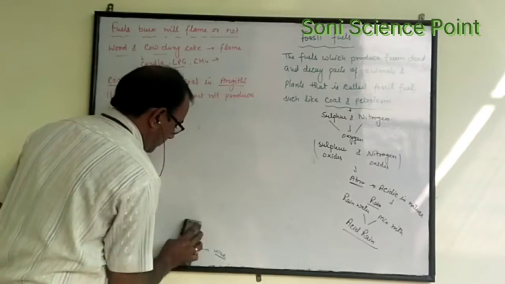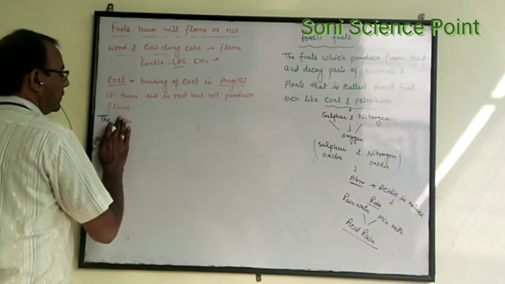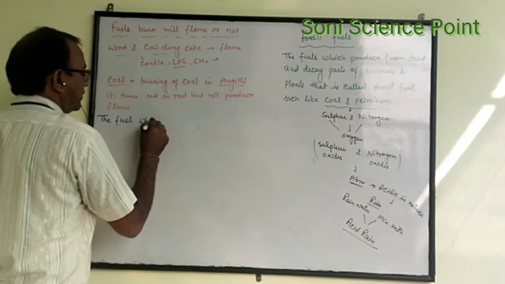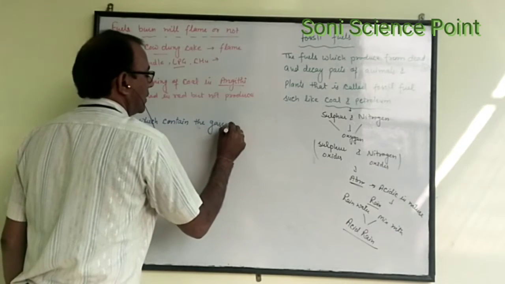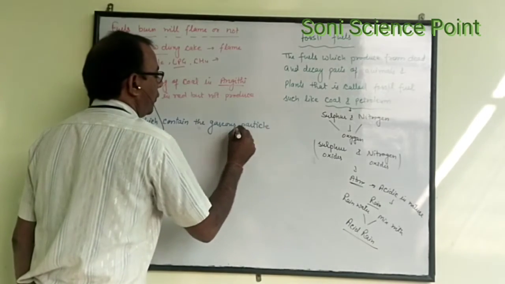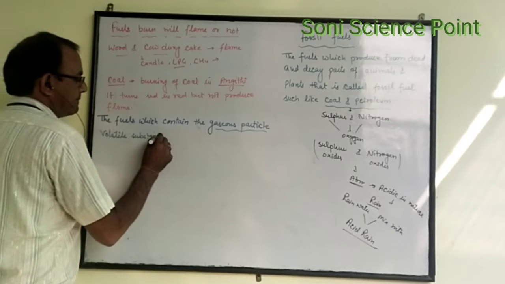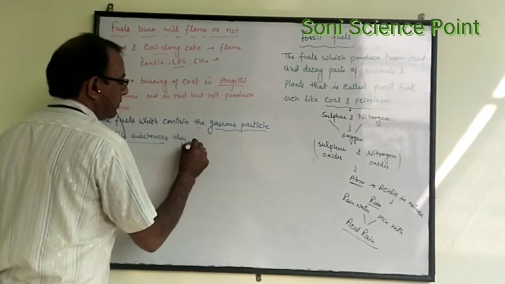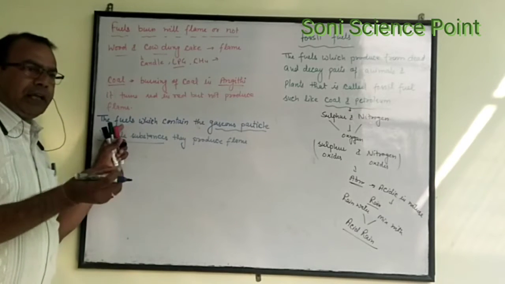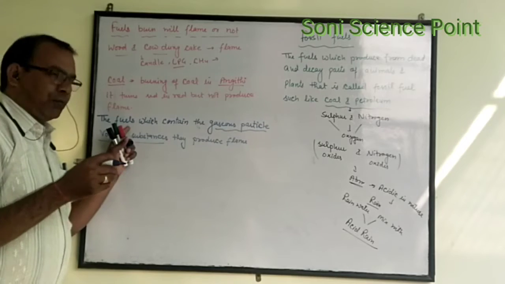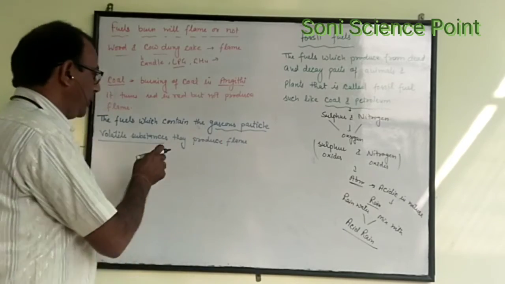The fuel which contains gaseous particles, or we can also say volatile substances, produces flame, because as this type of fuel is ignited, meaning they are given some fire, firstly the gaseous particles present in that fuel start to burn, and their burning produces flame.